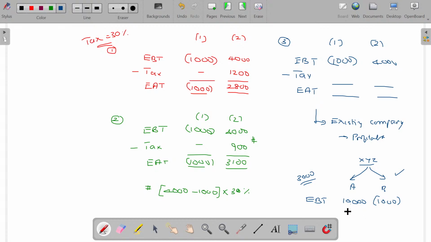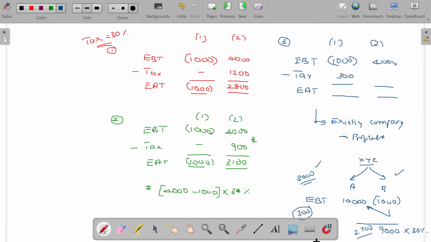Because he has taken this, he can set off this loss here, as he has the chance to set off the loss-making division's loss in the profit-making division's profit. Because of this reason, his total taxable income is 9,000. For that, at 30%, he has to pay only 2,700. It means for the 3,000 he has to pay 2,700, so 300 rupees he saved in tax. In that assumption, for the 1,000 loss, to the extent of 300 will be the tax savings.